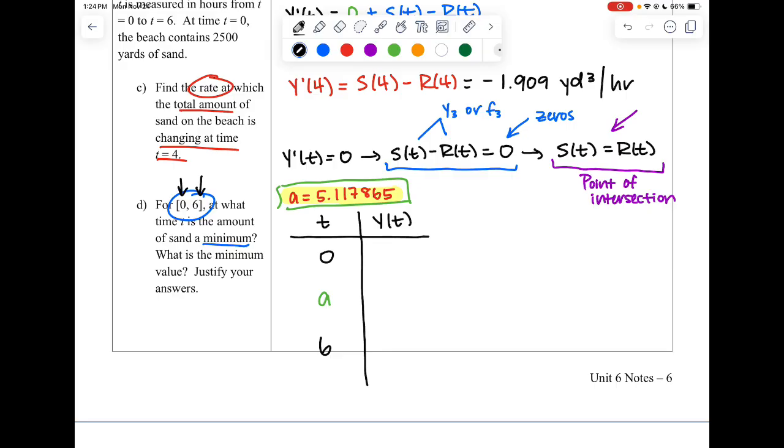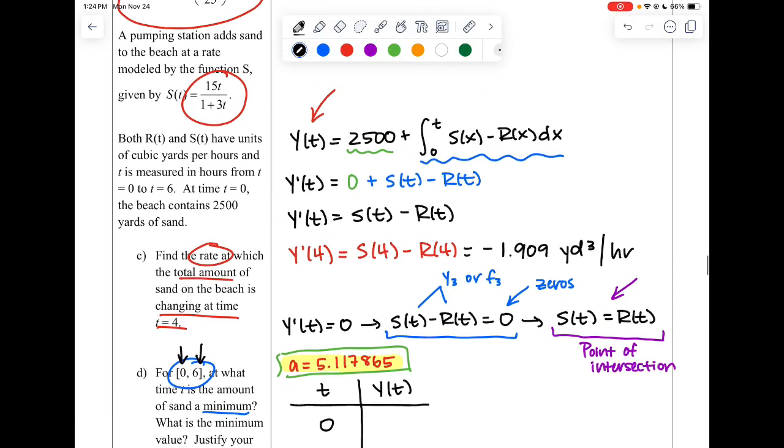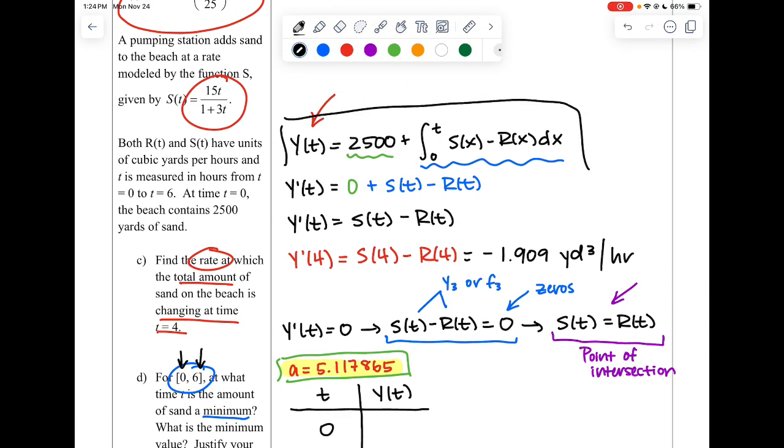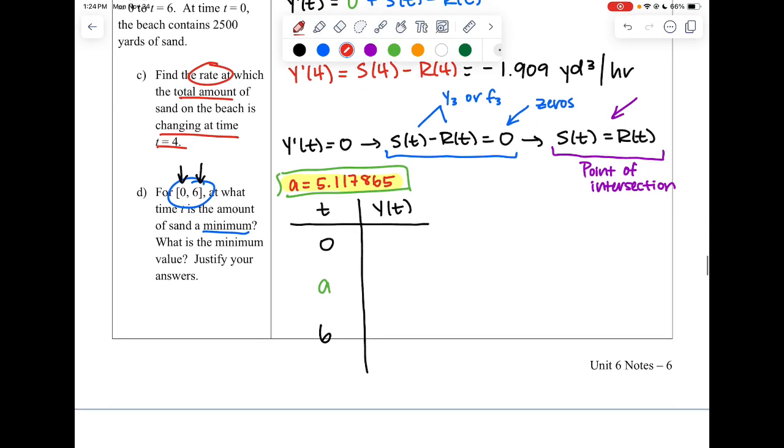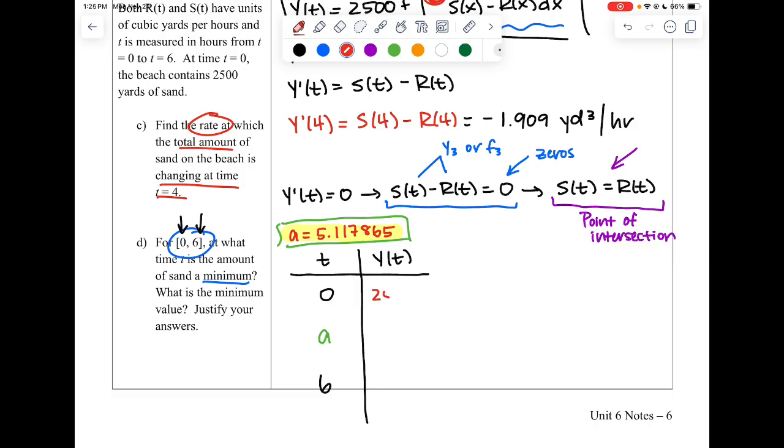To calculate y of t, I'm going to take those values and plug them in for t. For this first one, I'm going to have 2500 plus the integral from 0 to 0 of s of x minus r of x dx. I see that my bounds are both 0, and that tells me that my amount of sand is 2500. Duh, we were told that to begin with, but I'm glad we figured it out and clarified that in our brains.